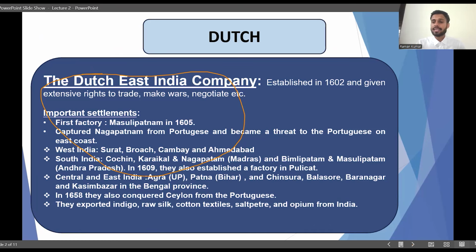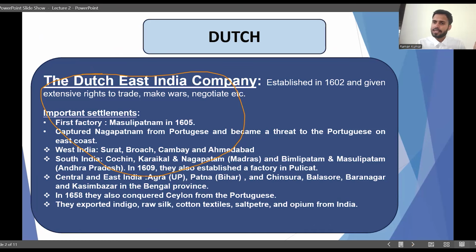As you can see, no other European power had come to India before the Dutch, of course after the Portuguese. So naturally, all the threat that the Portuguese faced was from the Dutch. The Dutch could harm the Portuguese, and no other European power till now. On the west coast, important trading centers of the Dutch were Surat, Bharuch, Khambat and Ahmedabad. In South India, Cochin, Karaikal, Nagapattinam and Bimlipatnam.